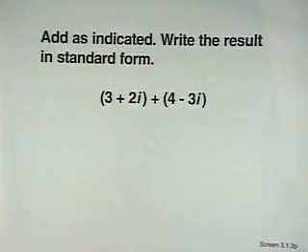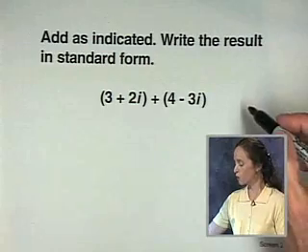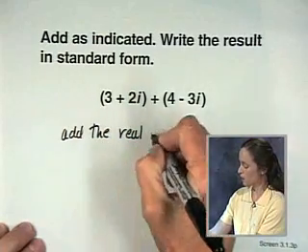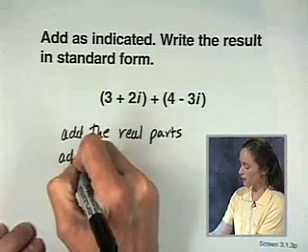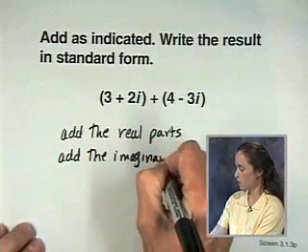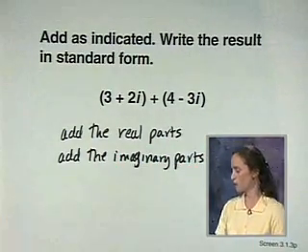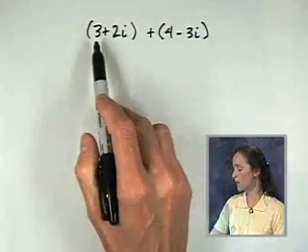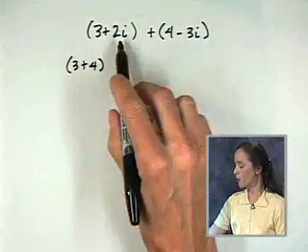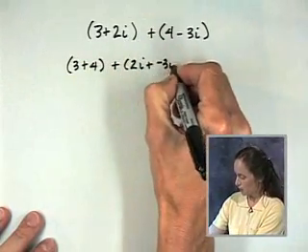Here's an example of an addition problem. What we want to do is add 3 plus 2i and 4 minus 3i. The procedure for performing the addition is to add the real parts of the complex numbers and add the imaginary parts of the complex numbers. Let's see how this procedure works for the example given. The real parts in the two complex numbers are 3 and 4. We want to add them together. The imaginary parts are 2i and -3i. We want to add them together.